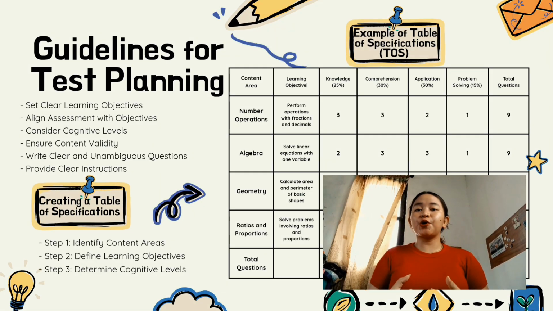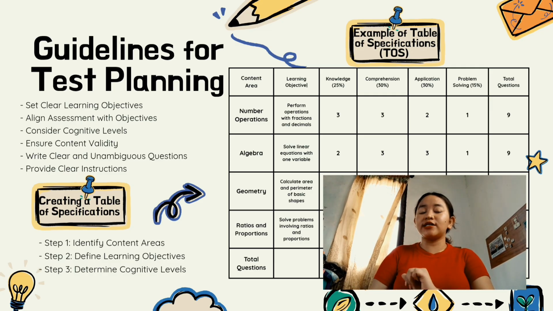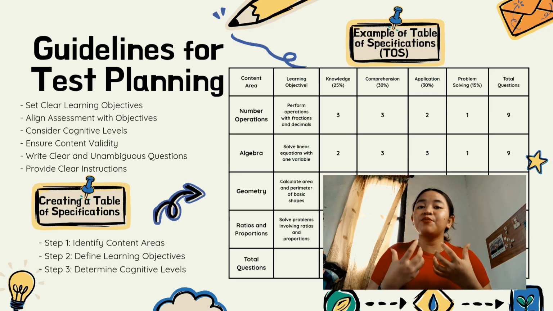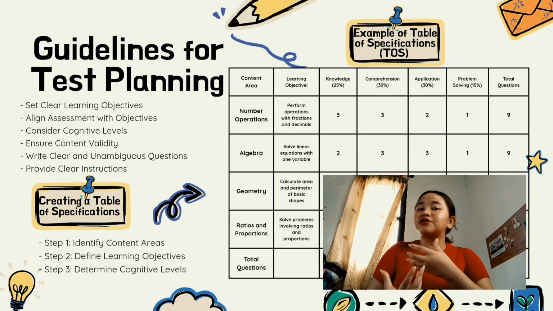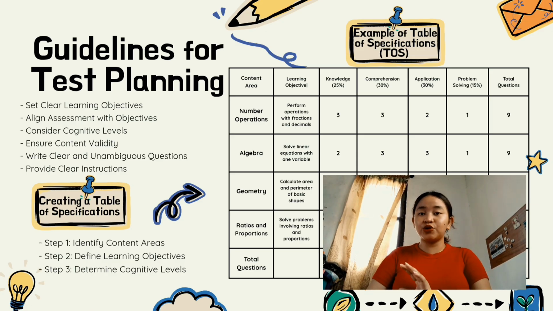So now, I'm gonna show you how to create a table of specification. The first step is to identify content areas. List all major topics covered in the course. Next, determine the relative importance of each topic. Step 2 is to define learning objectives. Specify what students should know and be able to do, and align objectives with content areas. Step 3 is to determine cognitive levels. Decide the proportion of questions for each cognitive level and consider the complexity of the content and objectives.